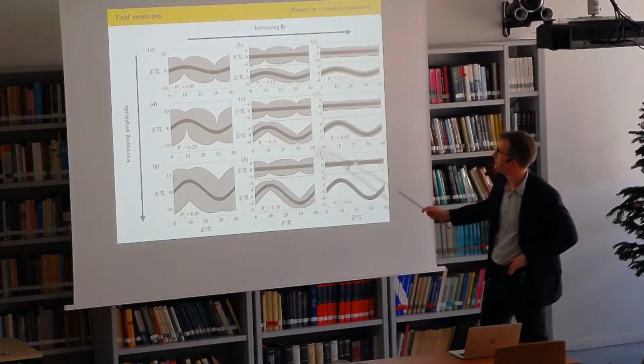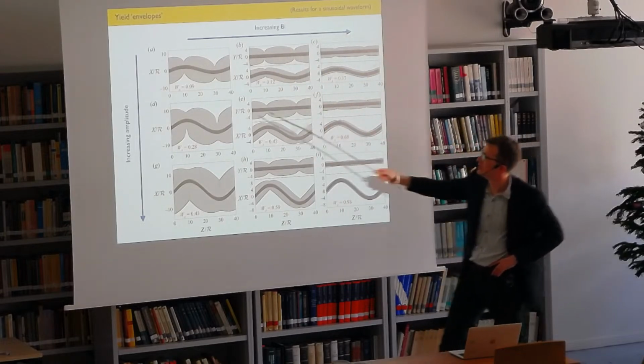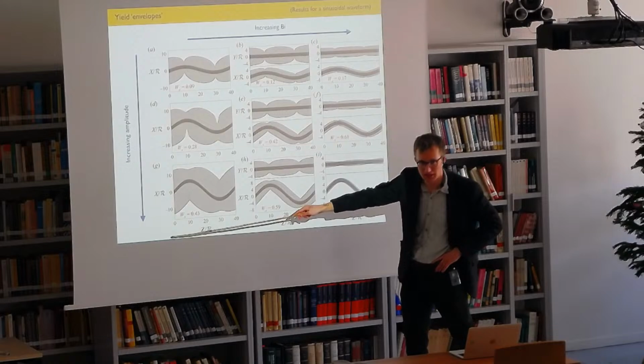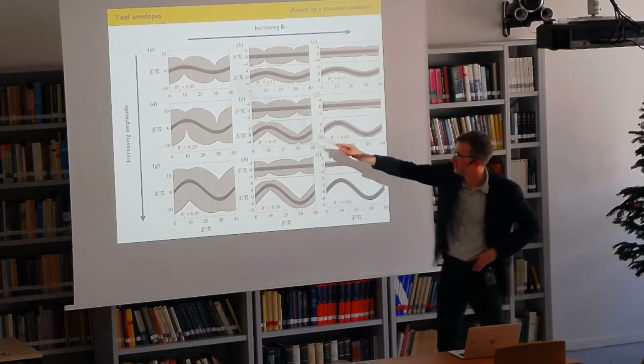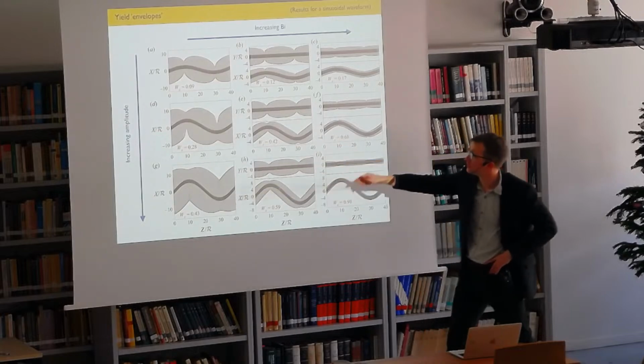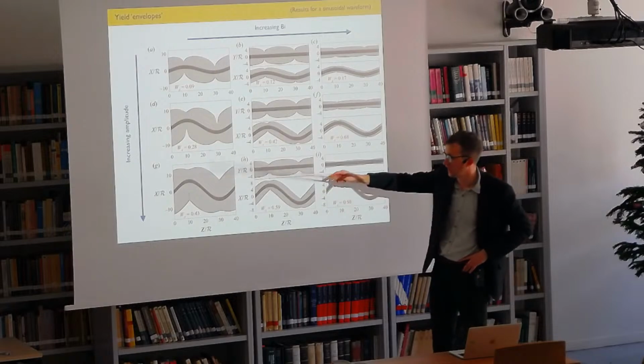There's lots of data here which is not worth worrying about too much, but I'm showing increasing Bingham number this way, increasing amplitude this way. So this is sort of low amplitude swimming, high amplitude swimming. And in the low Bingham number case, the grey is the region of deformation around the body, and it's large in this case.